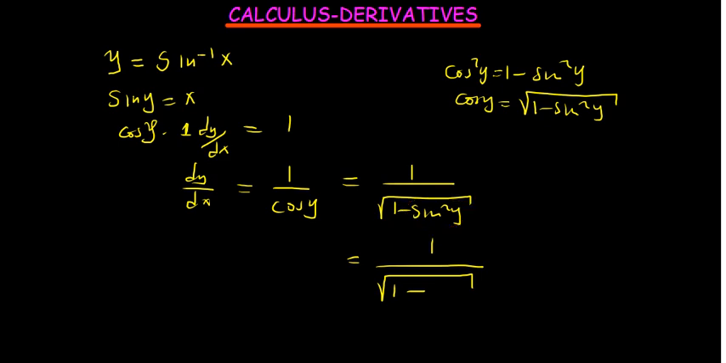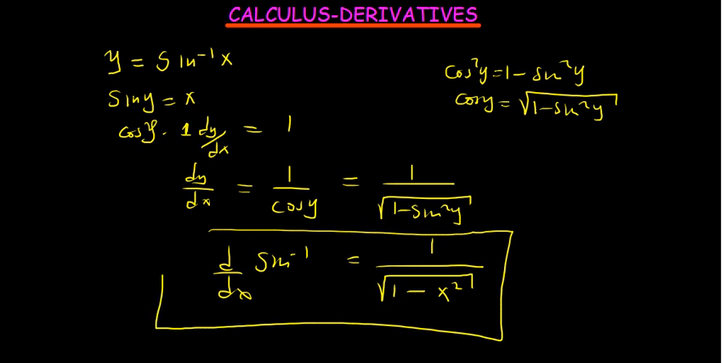Now, what is sine squared y? If we square both sides, we see that x squared is going to be equal to sine squared y. Therefore, where there is sine squared y, we're going to put x squared. So whenever we differentiate sine inverse, this is what we get: 1 divided by the square root of 1 minus x squared.